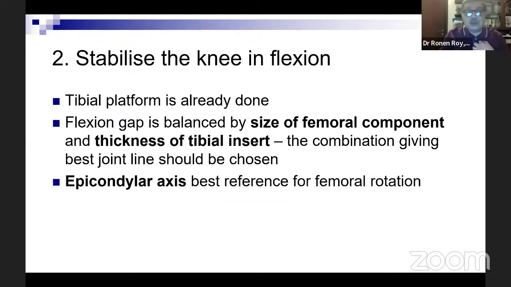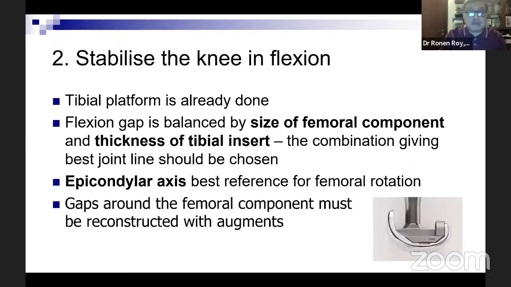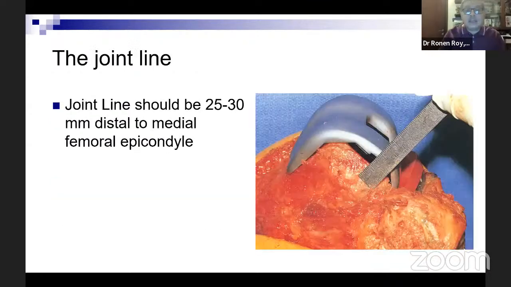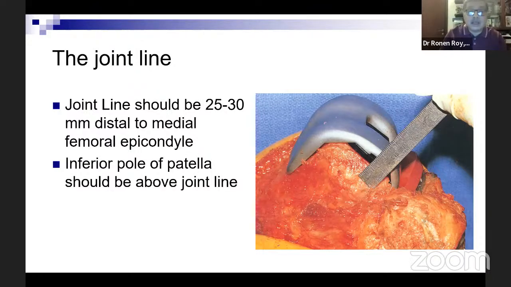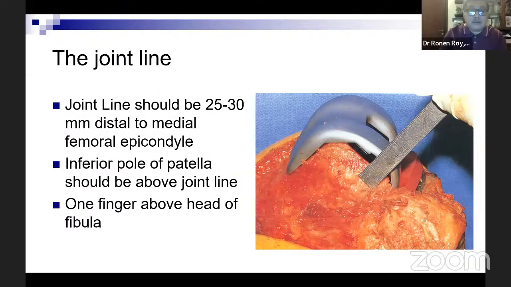The epicondylar axis is usually the best reference point for femoral rotation, if they are present. Otherwise, the gaps around the components must be reconstructed with augments as shown in the diagram. The joint line should ideally be between 25 to 30 millimeters distal to the medial femoral epicondyle if it's present. If it's not present, you can look at the inferior pole of the patella, which should be above the joint line. And this can be cross-checked with the joint line being about a finger's breadth above the head of the fibula.